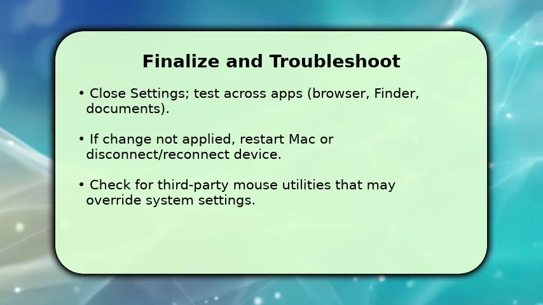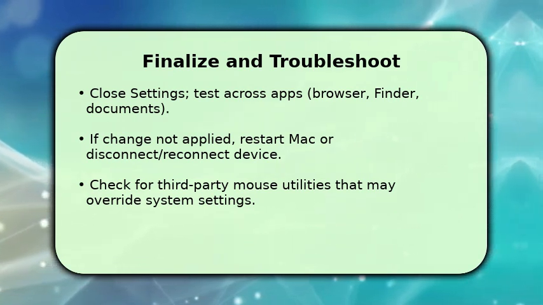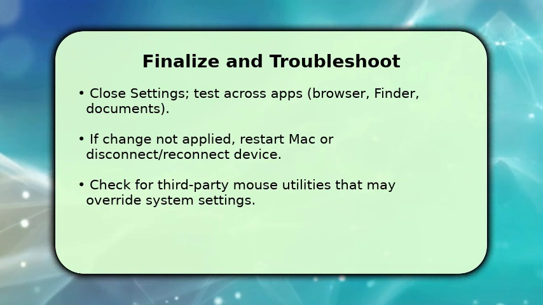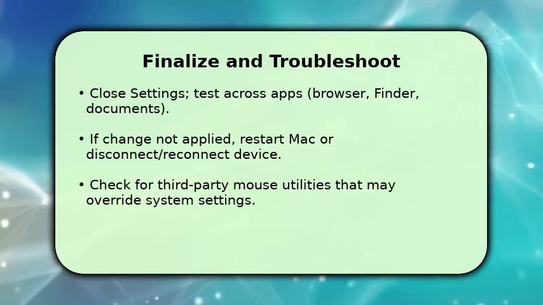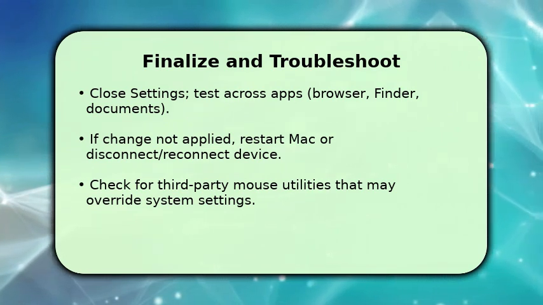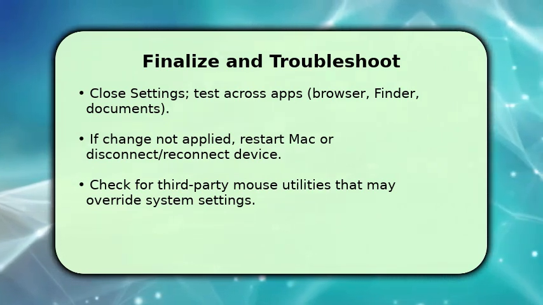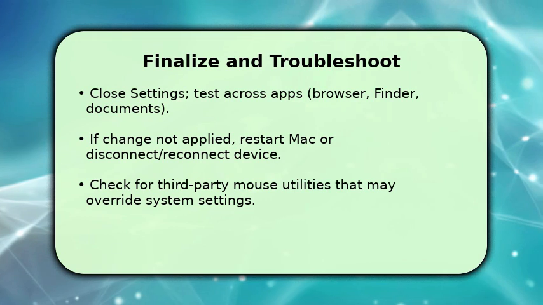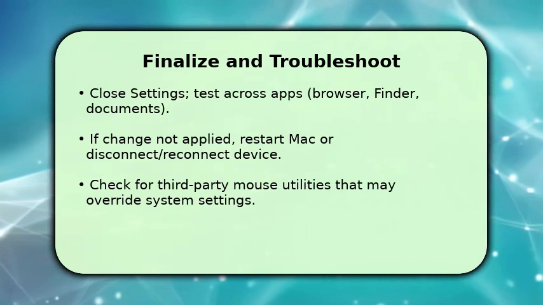If the change didn't apply, reconnect the device or restart your Mac. Sometimes drivers or Bluetooth need a reset. Also verify you don't have third-party utilities, like USB mouse drivers or gesture apps, that override system preferences. Disable them temporarily to isolate the problem.